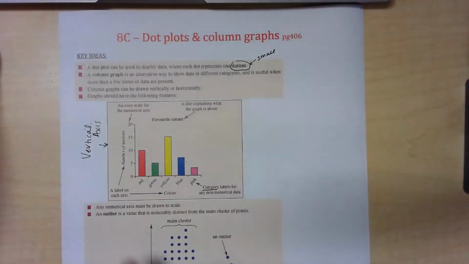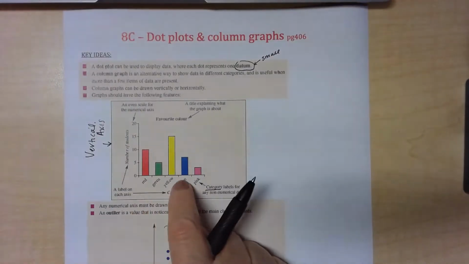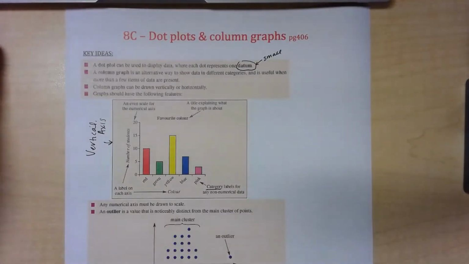Okay, so all those things need to be there. A name, the labeling of the axes, you don't have to put that, I just want you to know what that's called, and then what you're talking about for each column. Even though it's colored red, you still need to write red.